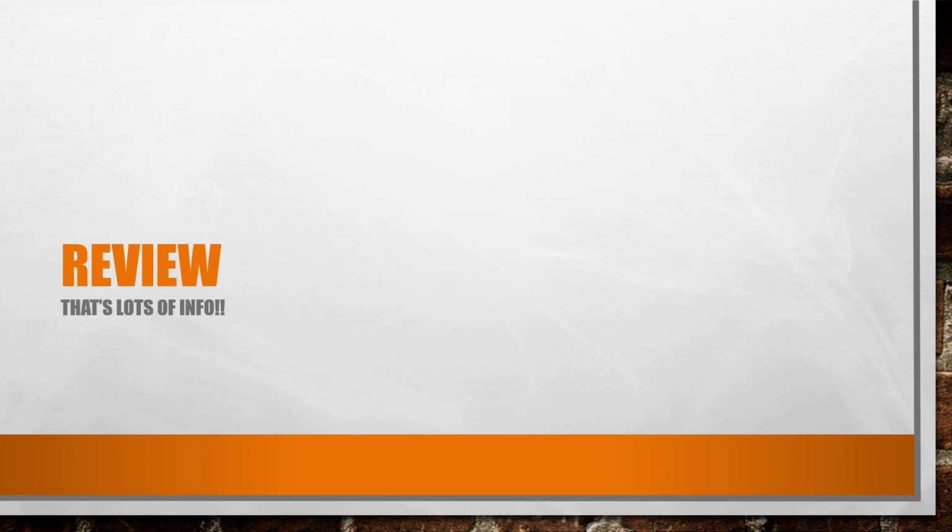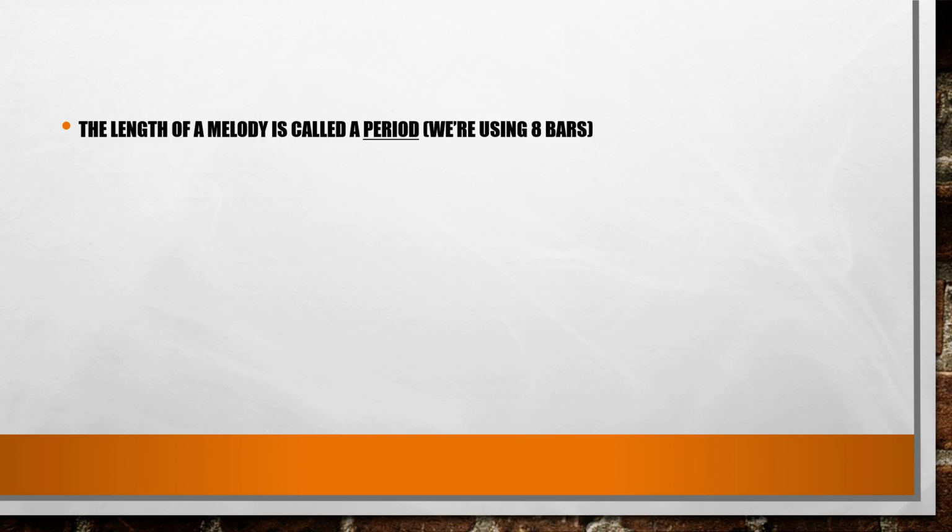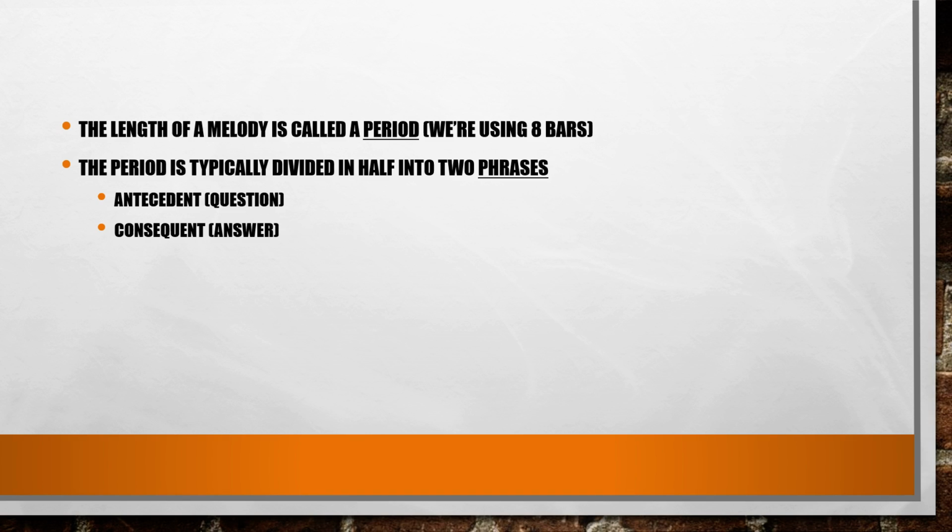So let's do a quick review. There is a lot of information there. This is all background stuff you need to know. The length of a melody is called a period. We are working within an 8-bar period. The period is typically divided into 2 phrases, the antecedent and the consequent, or the question and answer.